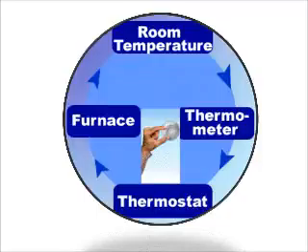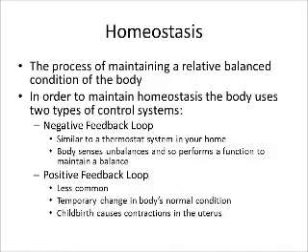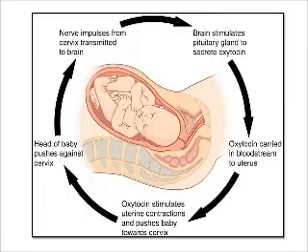A positive feedback loop is less common. It's a temporary change in the body's normal condition. Childbirth is one example. Childbirth causes contractions of the uterus in order for the fetus to be expelled outside of the body. So this is a temporary condition. The body is called on to perform a function that it's not normally called to function.